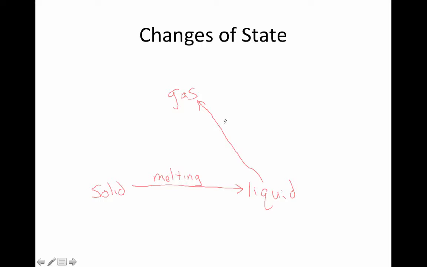So what happens then when we have a change of state? Well, just a quick review. A liquid and a gas. We can change from one to the other, and we can change between any of these. So if we have a solid going to liquid, it's going to be an increase in energy, and that is what we call melting. And a liquid can also go to a gas, and that is called boiling.